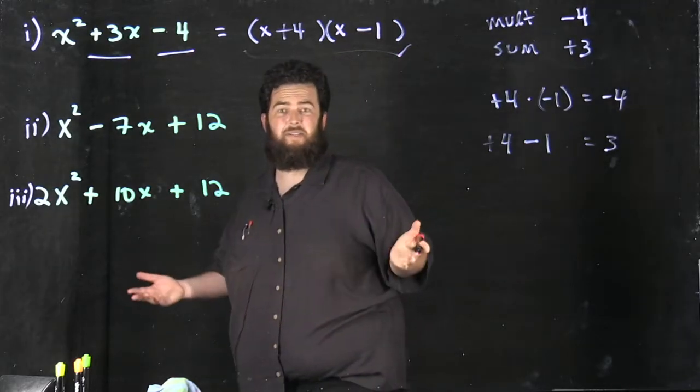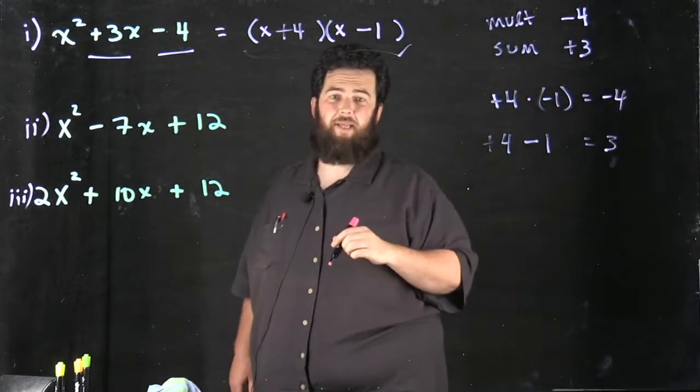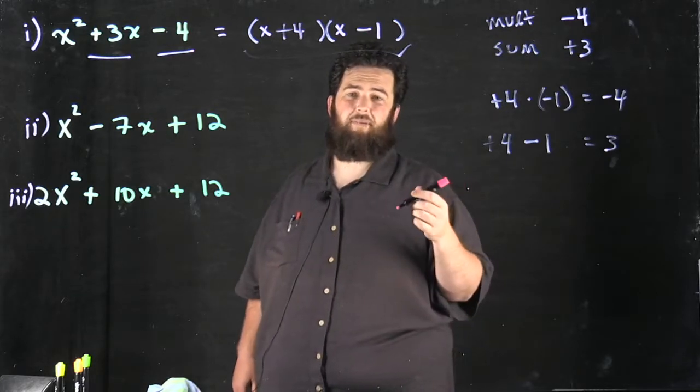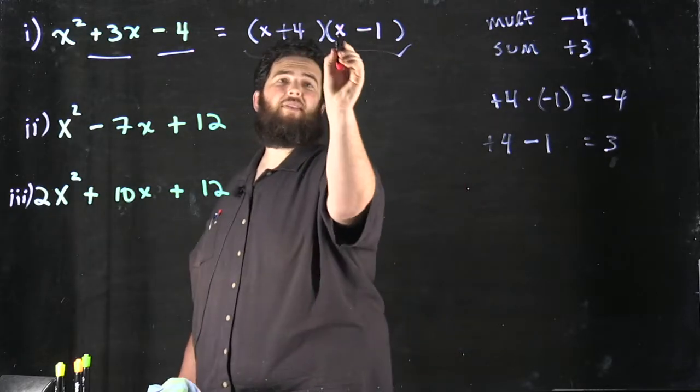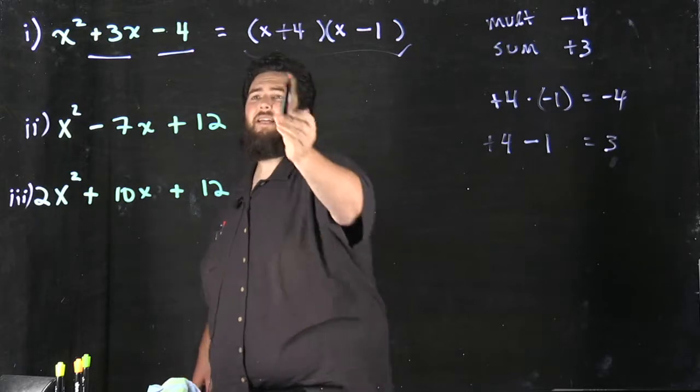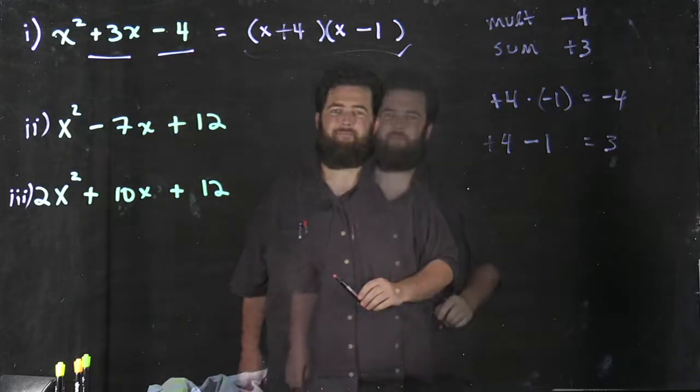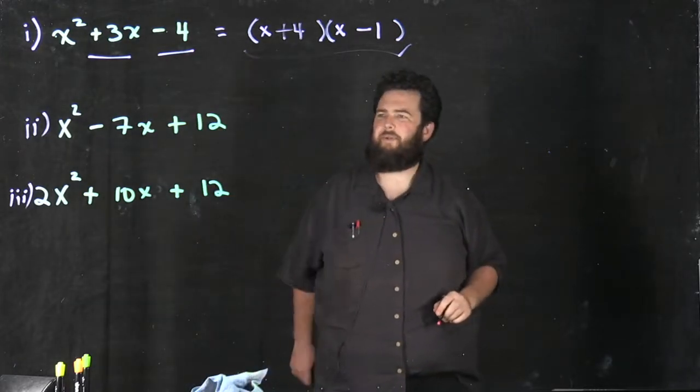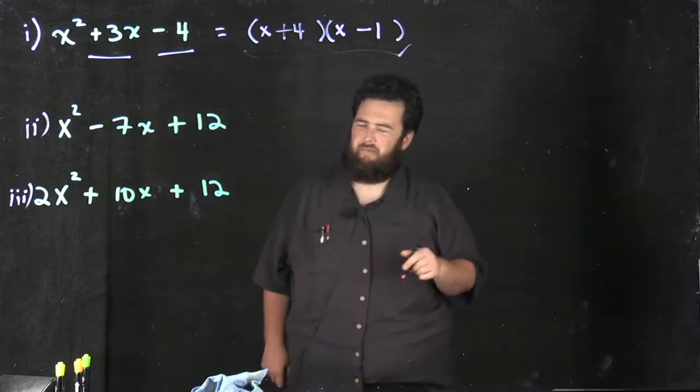Do you want to check your answer? Try a FOIL method. Maybe pause the video, or you could distribute this over and check that you get this same expression right here. Now let's check out this next one: x squared minus 7x plus 12.